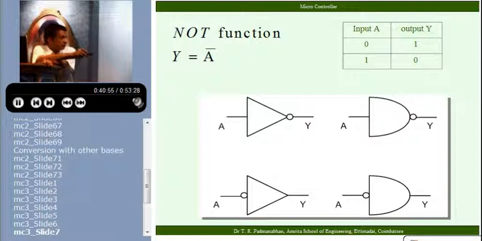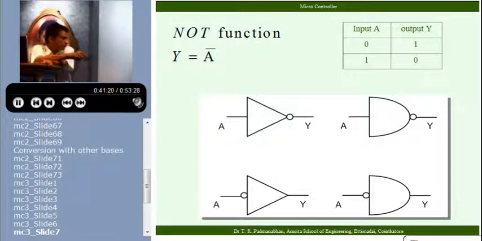What I mean is explained by the truth table. Input A, there's only two values, the logic variable. Only two values, 0 and 1. Output Y is the complement of that. So if input is 0, output is 1. Input is 1, output is 0. Just the reverse. That is a NOT function. Whatever you are giving as input, output is the reverse of that.